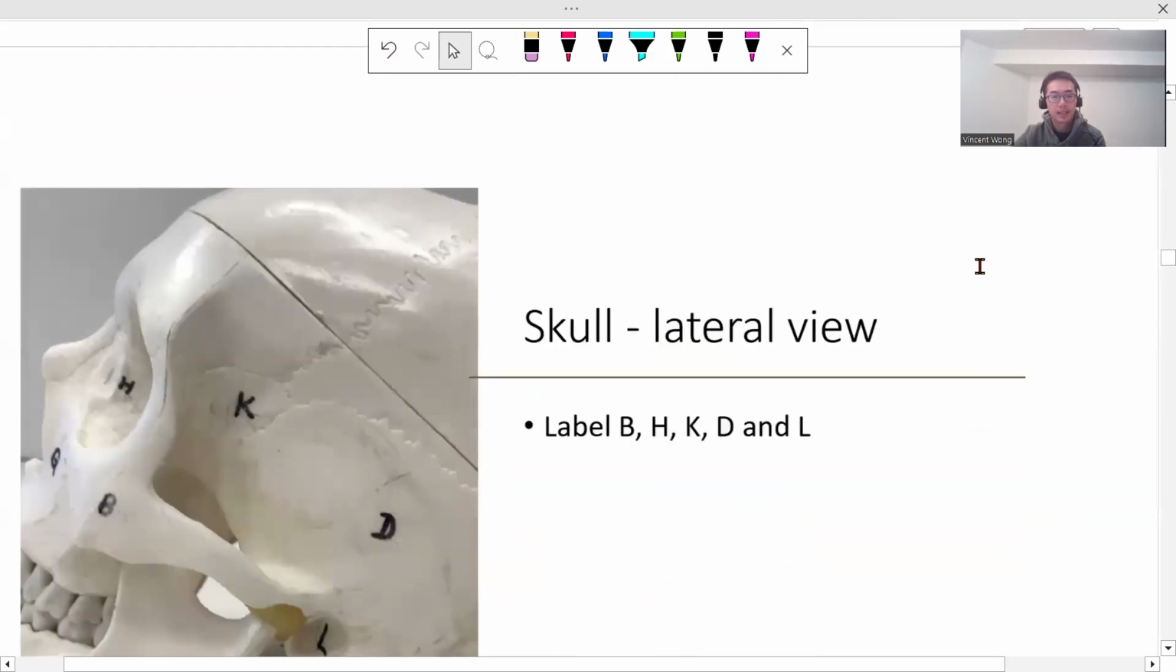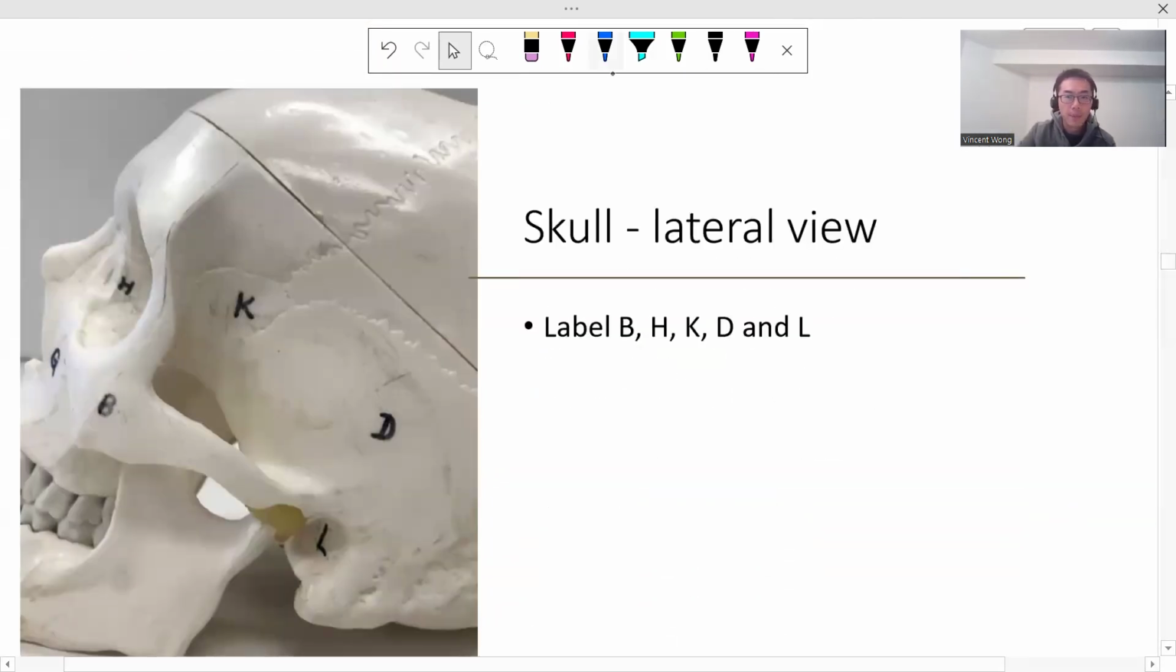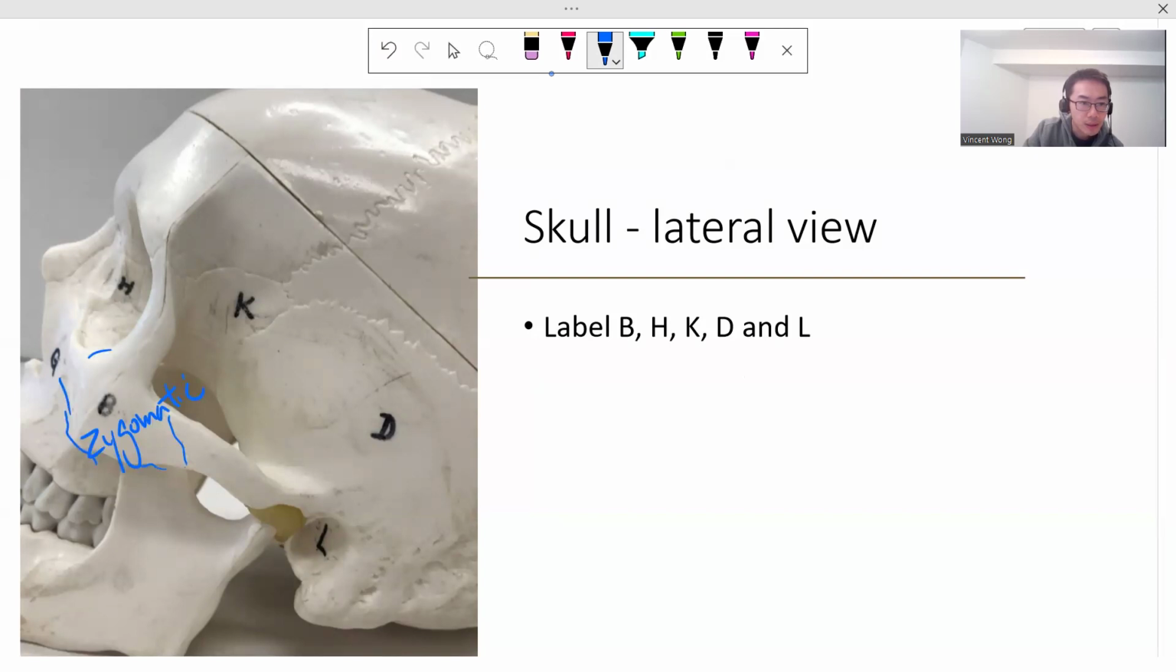Okay, next. Couple of bones here. Let's see if we can label any of them. Let's start with B. Which one is B? Zygomatic bone. B is the zygomatic. Okay, kind of forms like right here. The cheekbone, zygomatic.